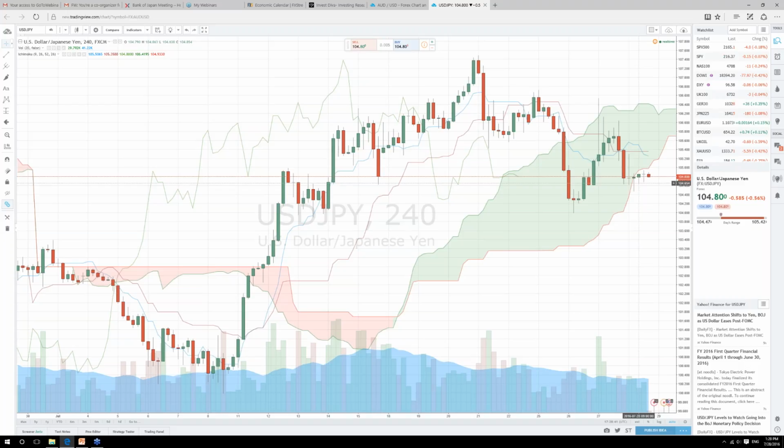And what's going to happen if the Bank of Japan does not meet its expectations, does not do anything, does not create any sort of helicopter money? We could see this dollar yen pair, bam, dropping with the Japanese yen getting very strong. So how low can it go?